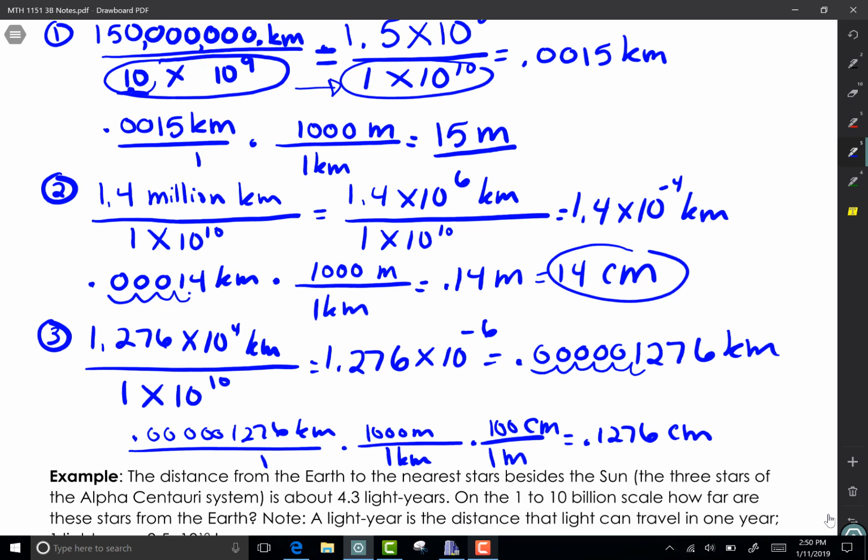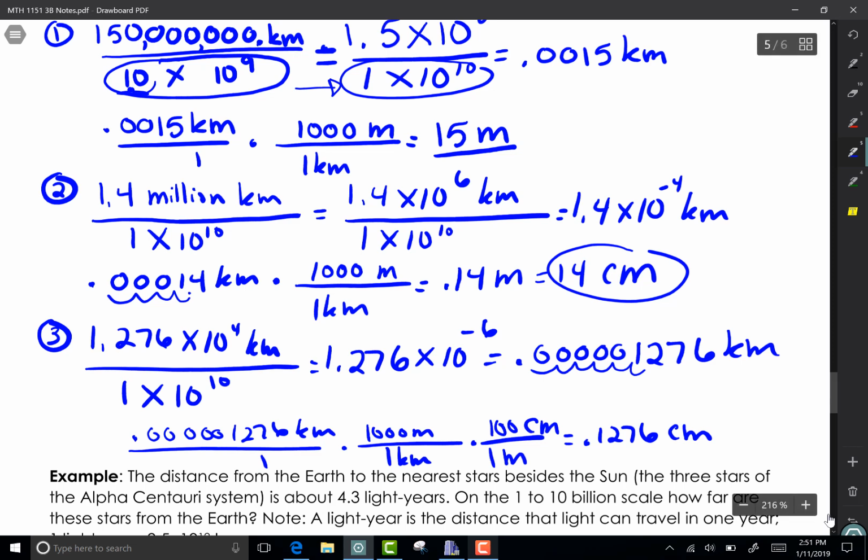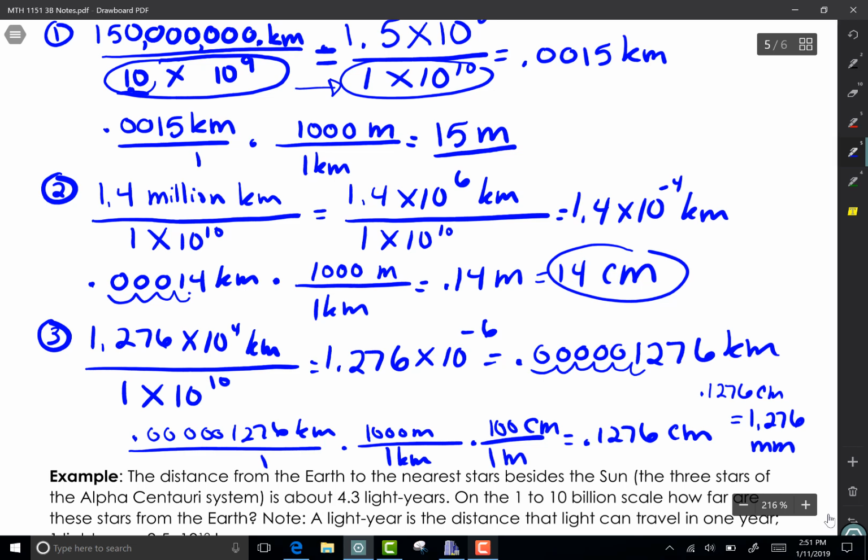That's still really hard to visualize. Let's try to change it then to millimeters. So 0.1276 centimeters is going to be equal to 1.276 millimeters. That's a little bit easier to comprehend. It's going to be really small.